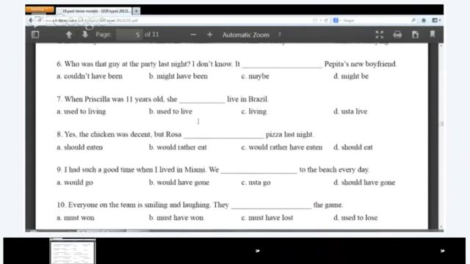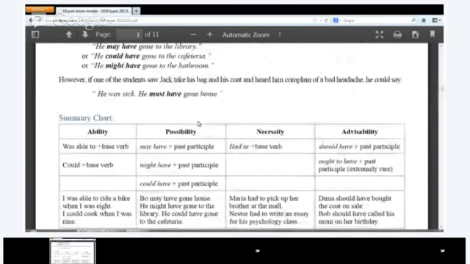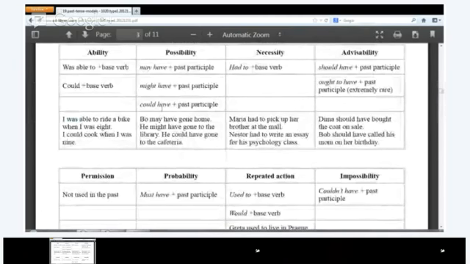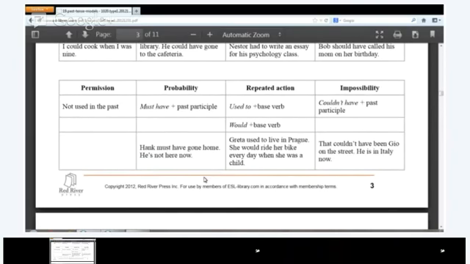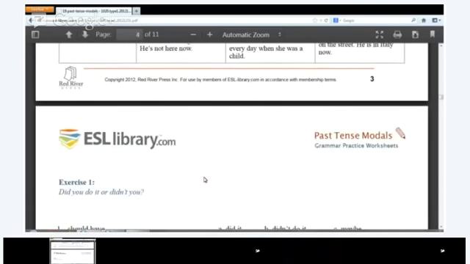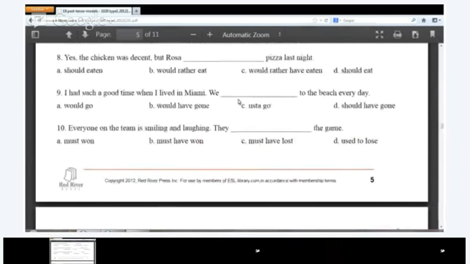So let's scroll up here. We're talking about something that we used to do. Where's my used to do chart at? Okay, so repeated action. When we used to do something, you could say used to or would plus the base verb. So we don't conjugate that at all. All we would need to do is use that word and that base verb. So our answer is going to be A here. So instead of saying would have gone to the beach every day, all we would need to say here is would go. Because that was a repeated action. Does that make sense, Samir?